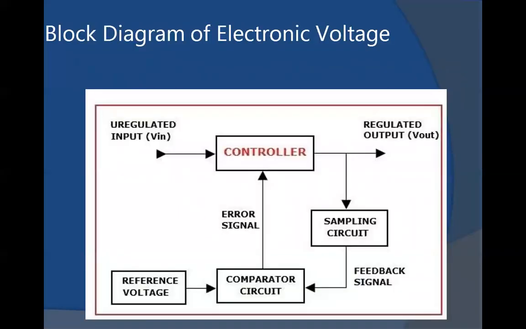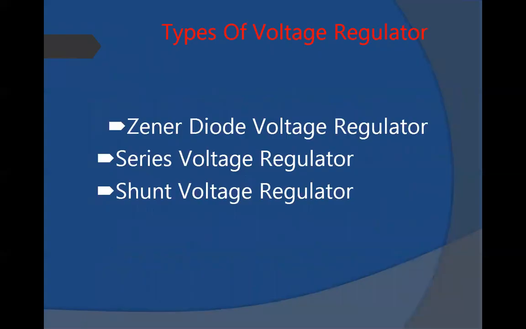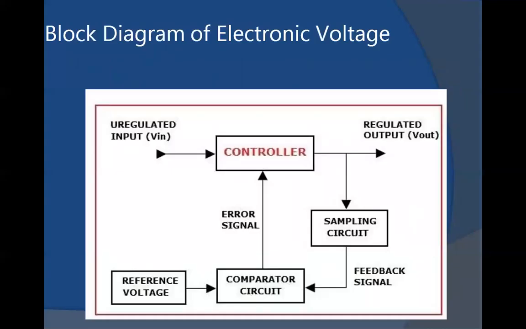This is the block diagram of an electronic voltage regulator. So the unregulated input is given as an input to the controller. So you will get the regulated output through a feedback signal. A sampling circuit is used for taking a part of the signal from the output. So this will act as a feedback signal for the comparator circuit.